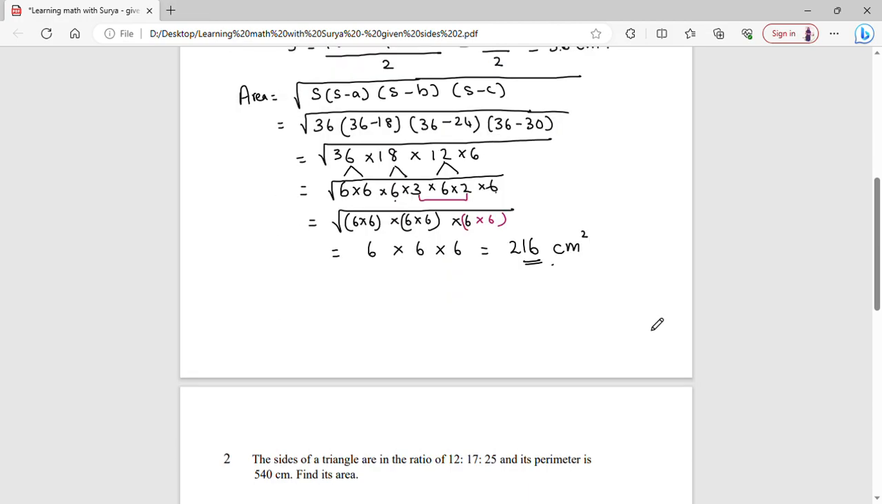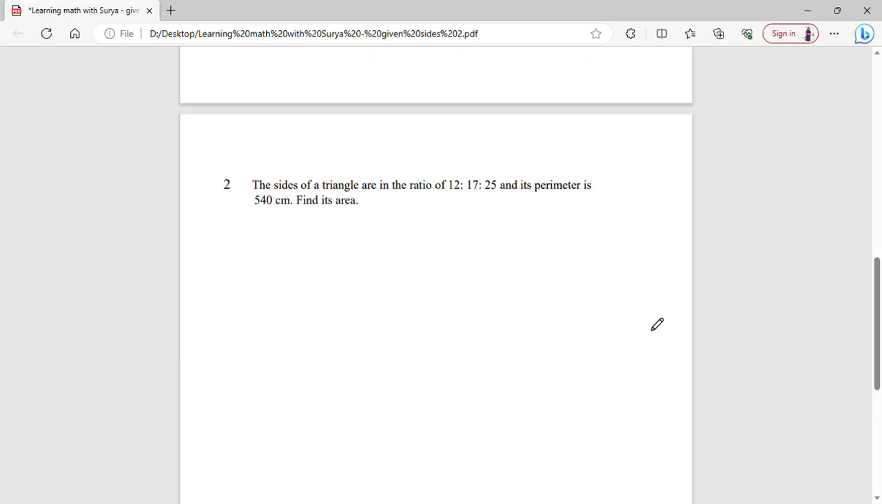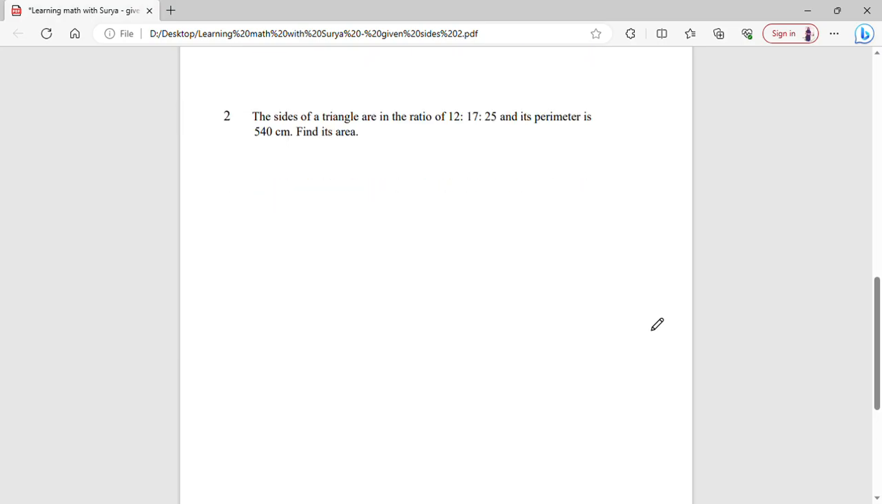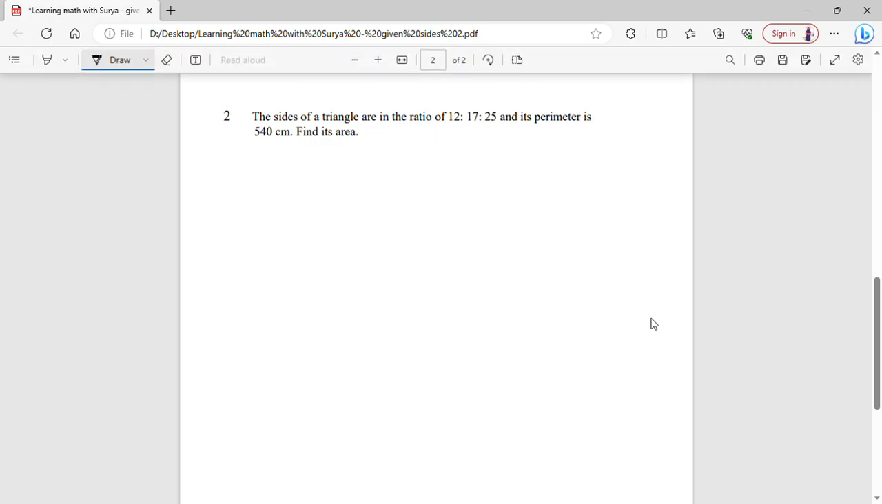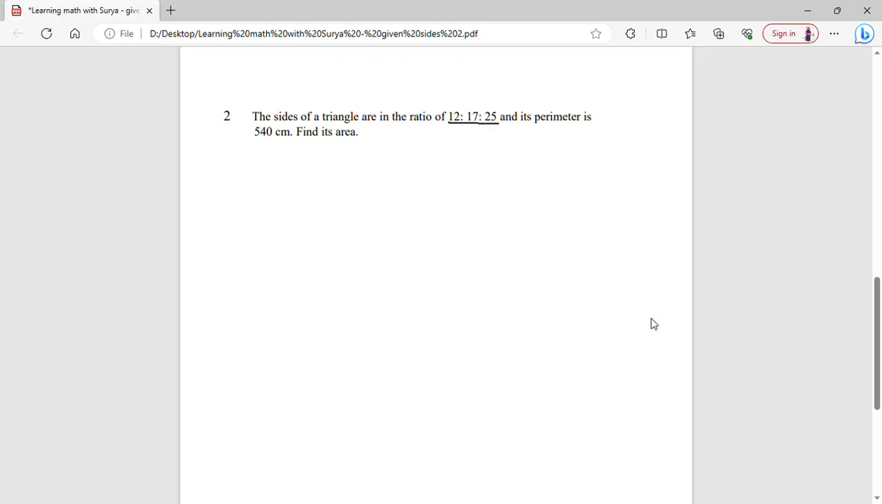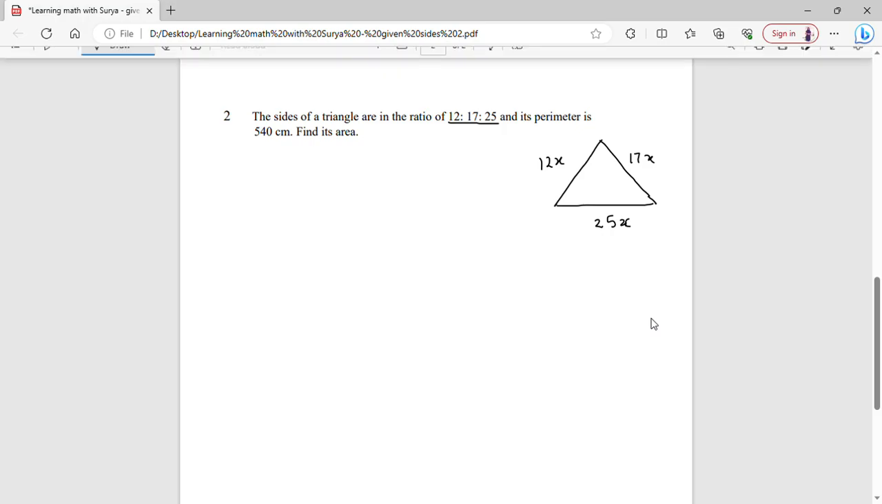Right? So now let's go on to the second question. This is a little bit different. Let's read the question. The sides of a triangle are in the ratio 12:17:25. So whenever you have a particular question where it is in the ratio, we always take it as 12x, 17x and 25x, where x can be the common factor which can be reduced as 12:17:25. And the parameter is 540.